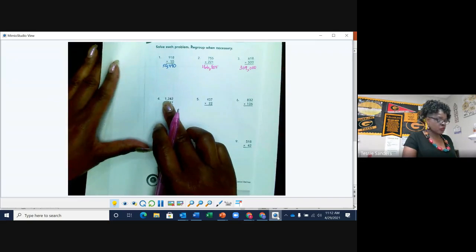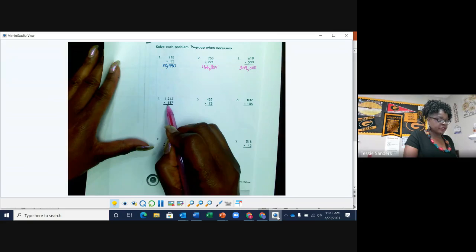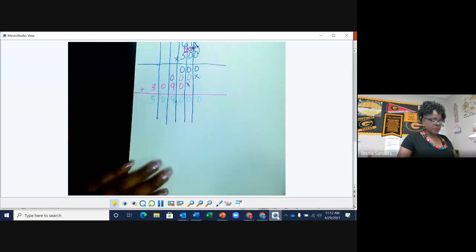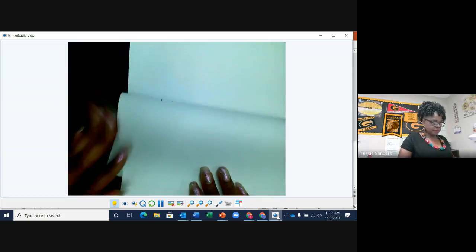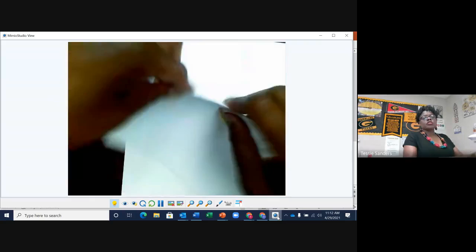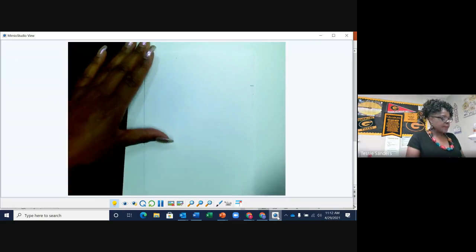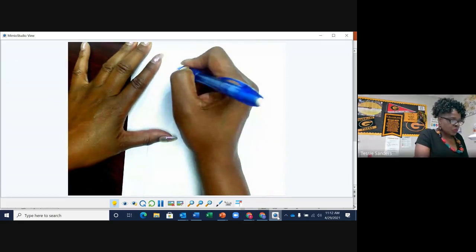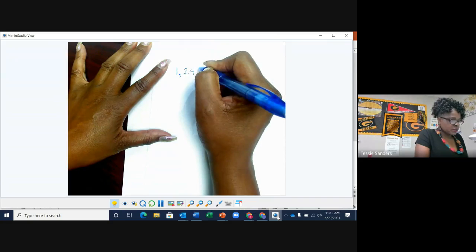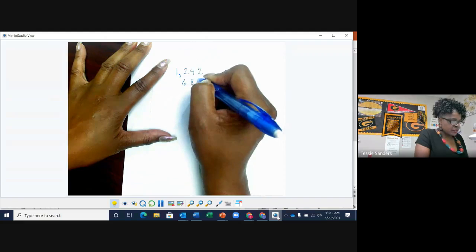Read your factors. Read. 1,242 times 687. Now, I'm going to fold my document so there will be no confusion. I'm going to turn it this way. Rewrite the problem. 1,242 times 687.